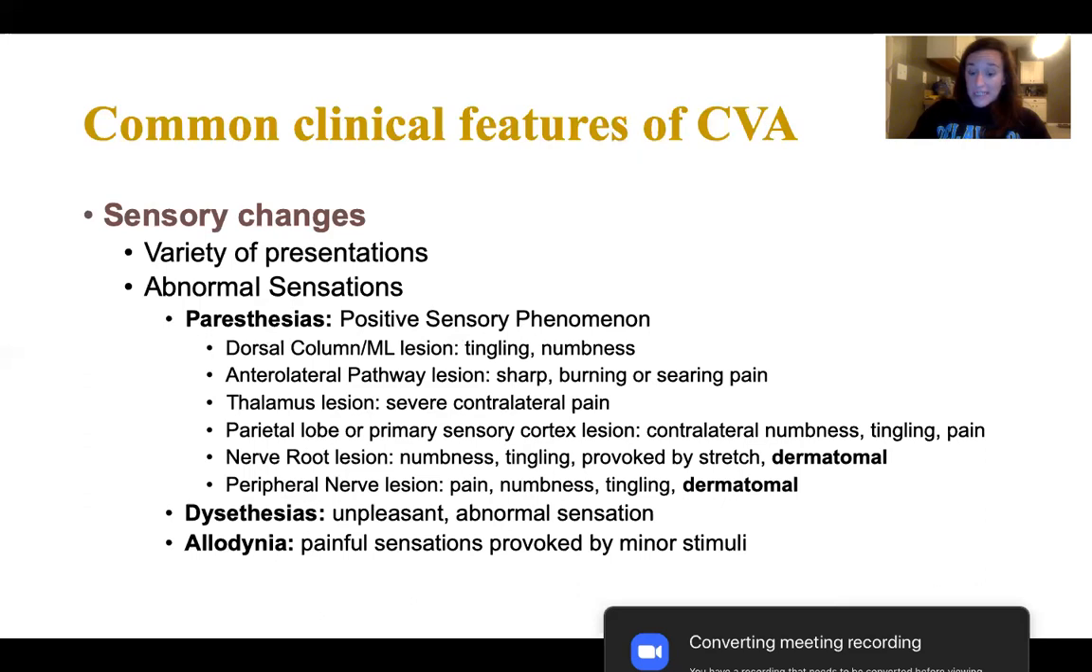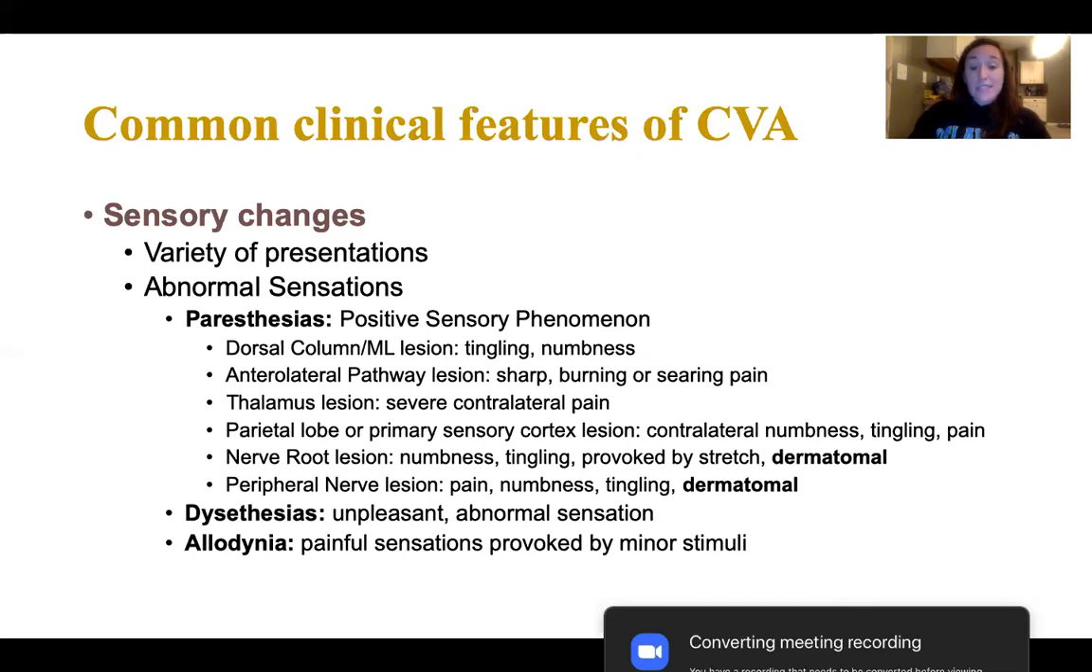And then, of course, we can see sensory changes, looking at our primary sensory strip and our parietal lobe, looking at our sensory integration pathways. All of these areas of our brain can lead to a variety of different presentations of sensory loss or impairments. It depends on the area and the type of the stroke. You can have a total loss of sensation. You can have abnormal sensation in the form of paresthesias. Paresthesias can come in a lot of different shapes and forms, most of which I have listed there. Just depends on what part of the anatomy is involved.